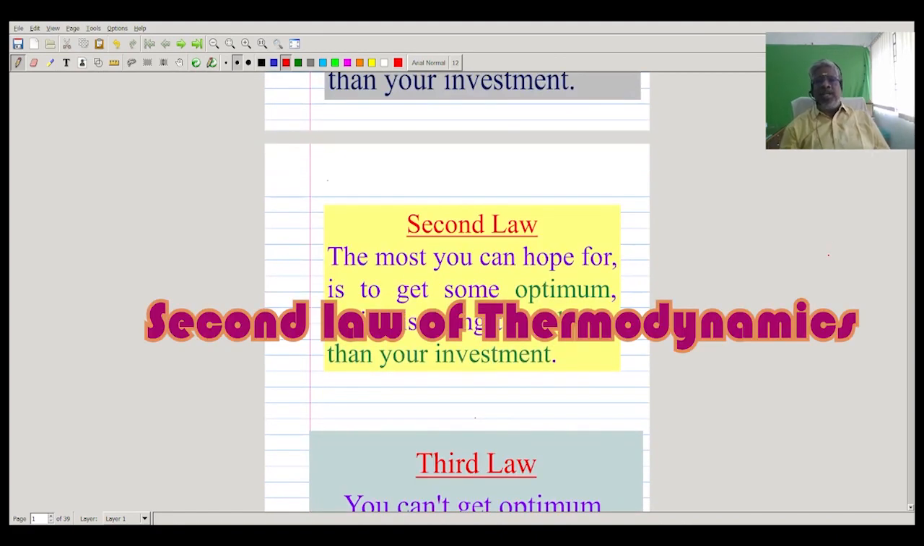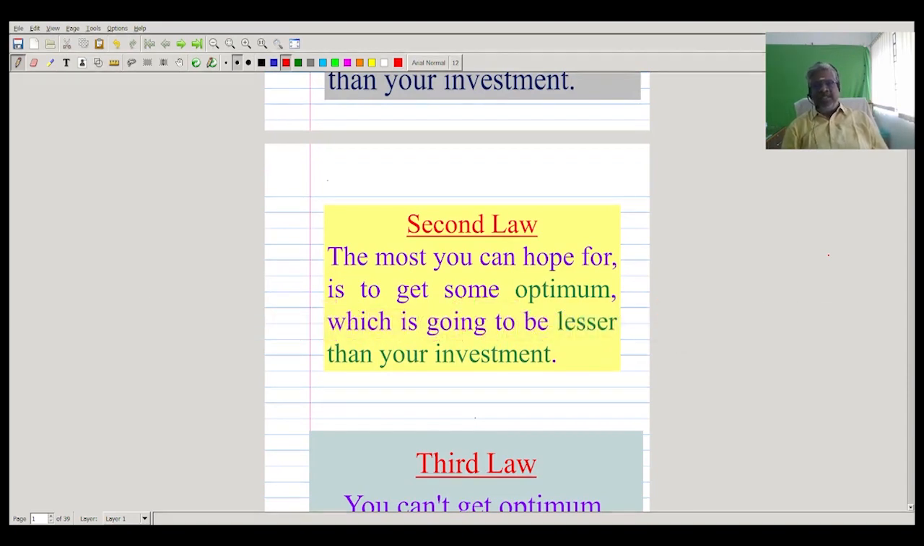The most you can hope for is to get some optimum, which is going to be lesser than your investment. See, already in the first law, I told you that whatever you invest, the same thing you may get. It is not going to be more than what you have invested. But in the second law, it is telling you will get only a certain optimum. This word is a very, very important word in thermodynamics. It's a key word.